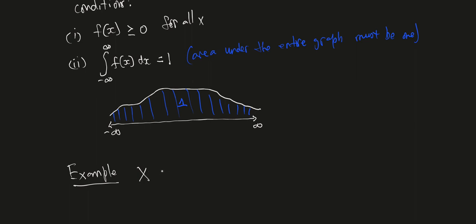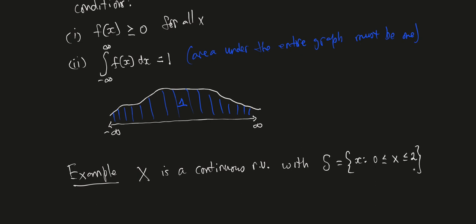So let's say X is a continuous random variable with, let me state the sample space. I'll use my S. Let's say it's the set of all values of x where x goes from 0 to 2. So that's my sample space.